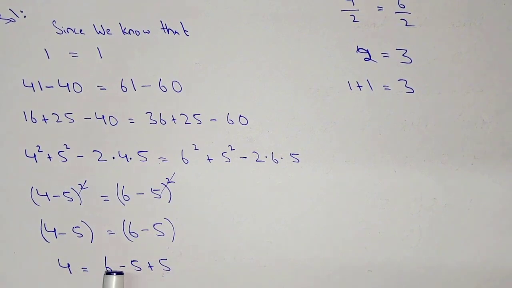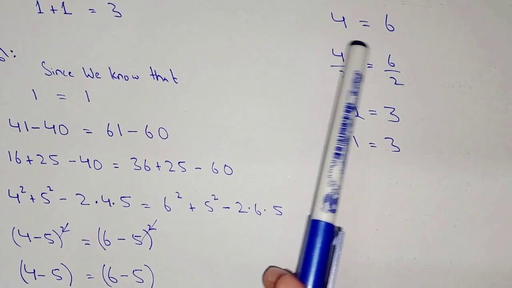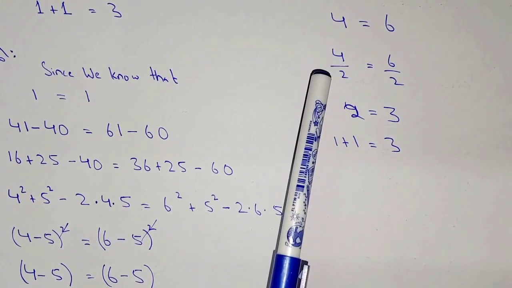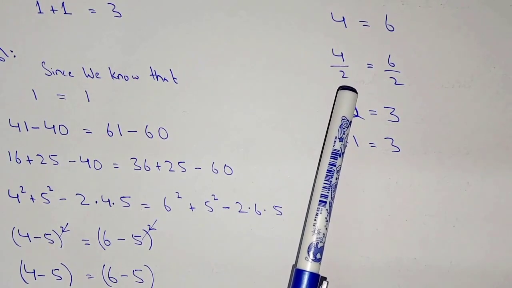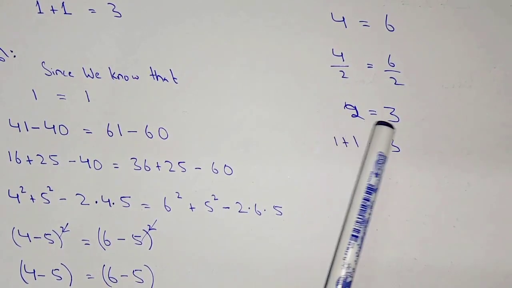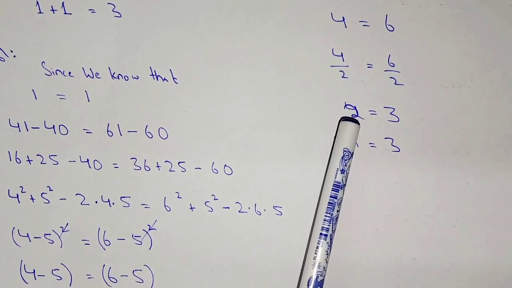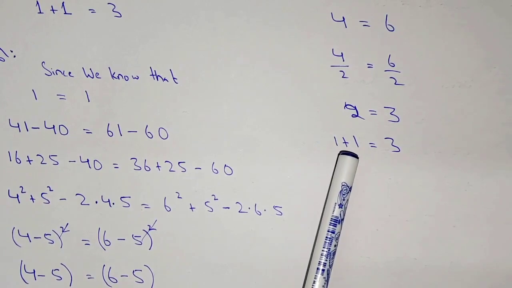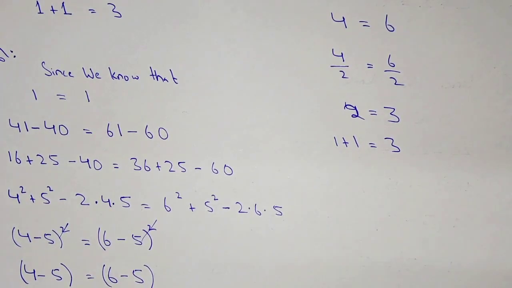So 4 equal to 6 minus 5, minus 5, the sign will change. So here we have plus 5. Now here we have 4 equal to 6. So dividing by 2 on both sides, 4 divided by 2 equal to 6 divided by 2, it will be 2 equal to 3, and 2 can be written as 1 plus 1. Now here you can see that 1 plus 1 is equal to 3. Now you have to figure out which step was wrong, and that cannot be justified.